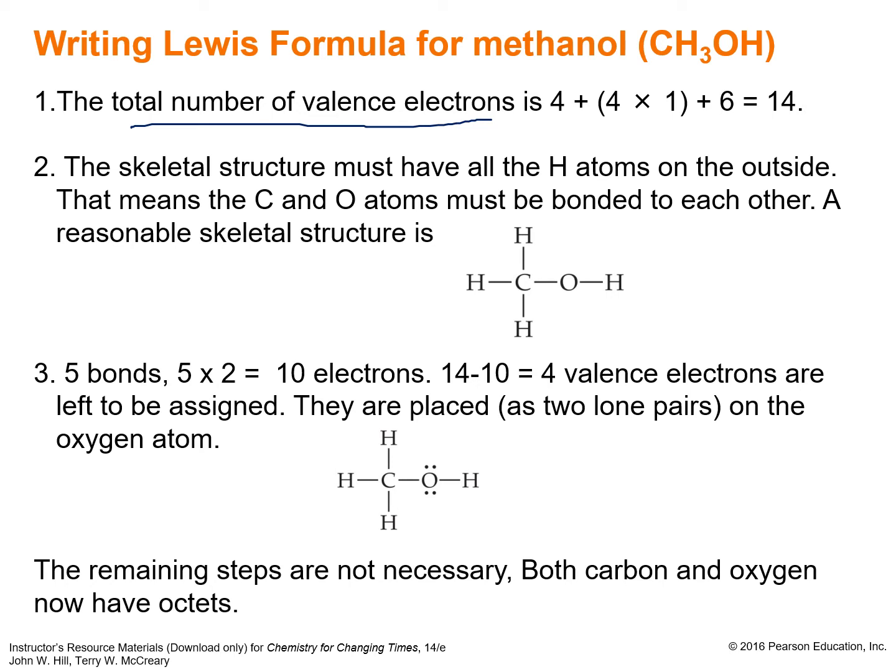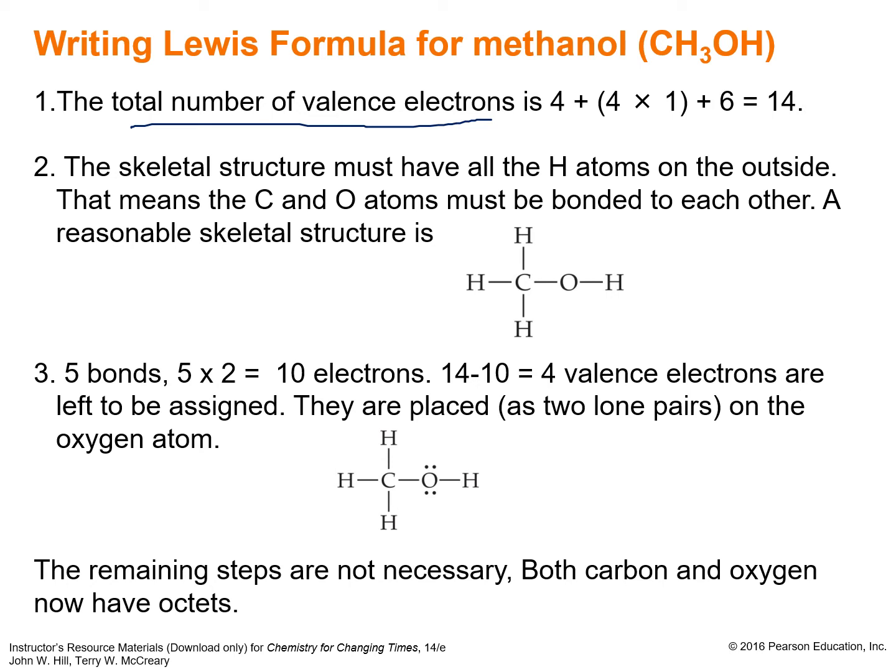Now the second rule is we start drawing a skeletal structure, and the least electronegative atoms will be on the terminal ends. So let's draw the structure. Carbon and oxygen are bonded to each other because they're more electronegative than hydrogen, and all the hydrogens are on the terminal ends. So this is my skeletal structure.